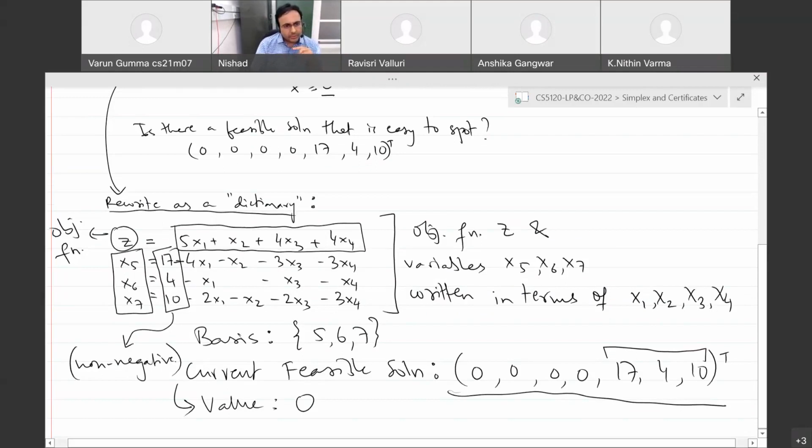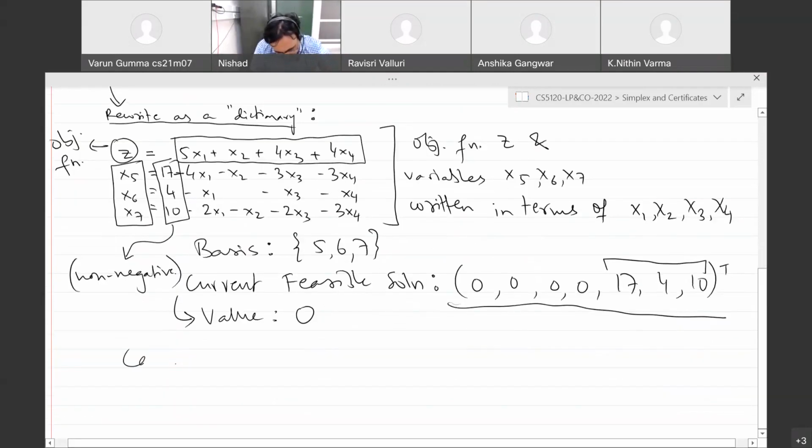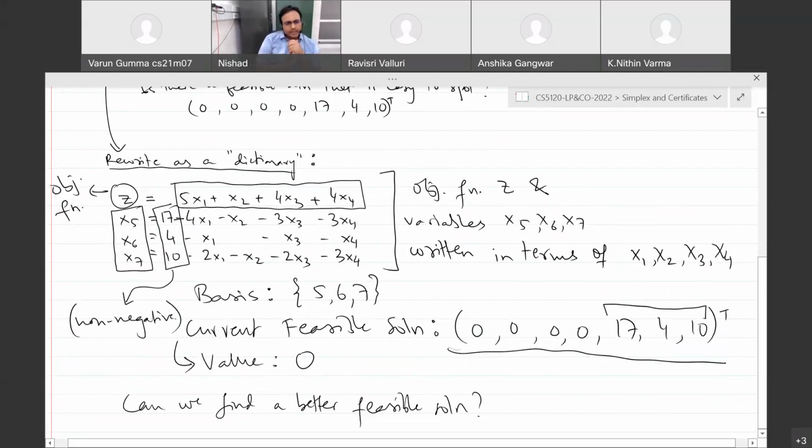So now my question to you is, can we find a better feasible solution? Is there a systematic way to look at this dictionary and find a better solution? And the idea is we don't want to make too many changes. We want to formalize this procedure. So we are going to make incremental changes that will help us to eventually get to an optimal solution.